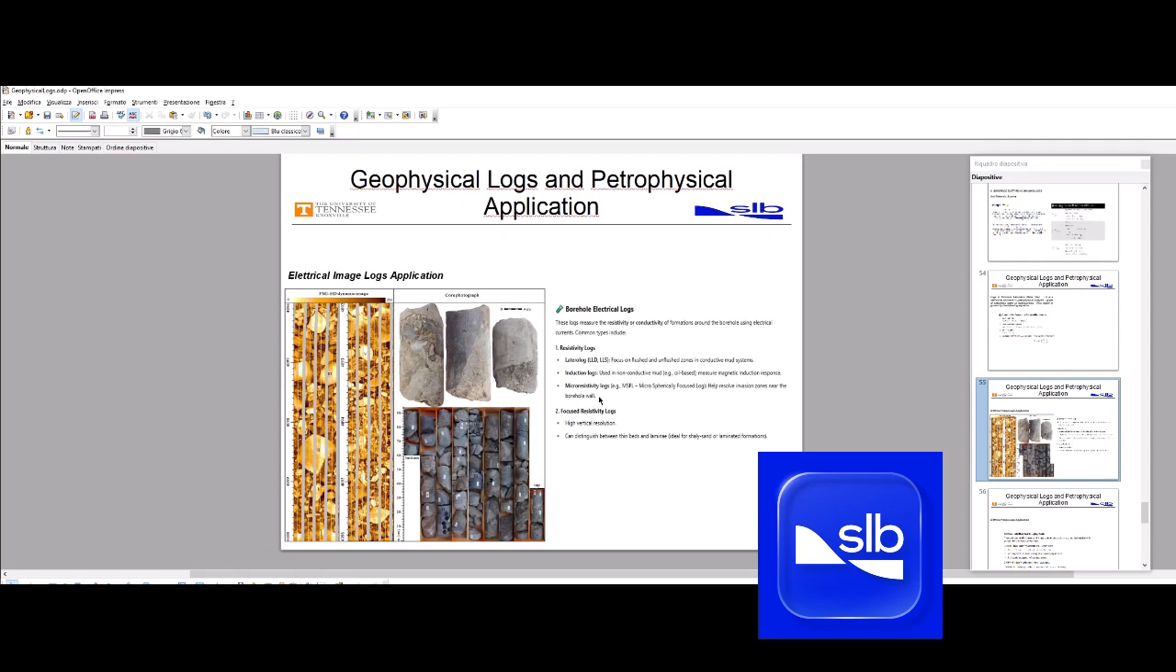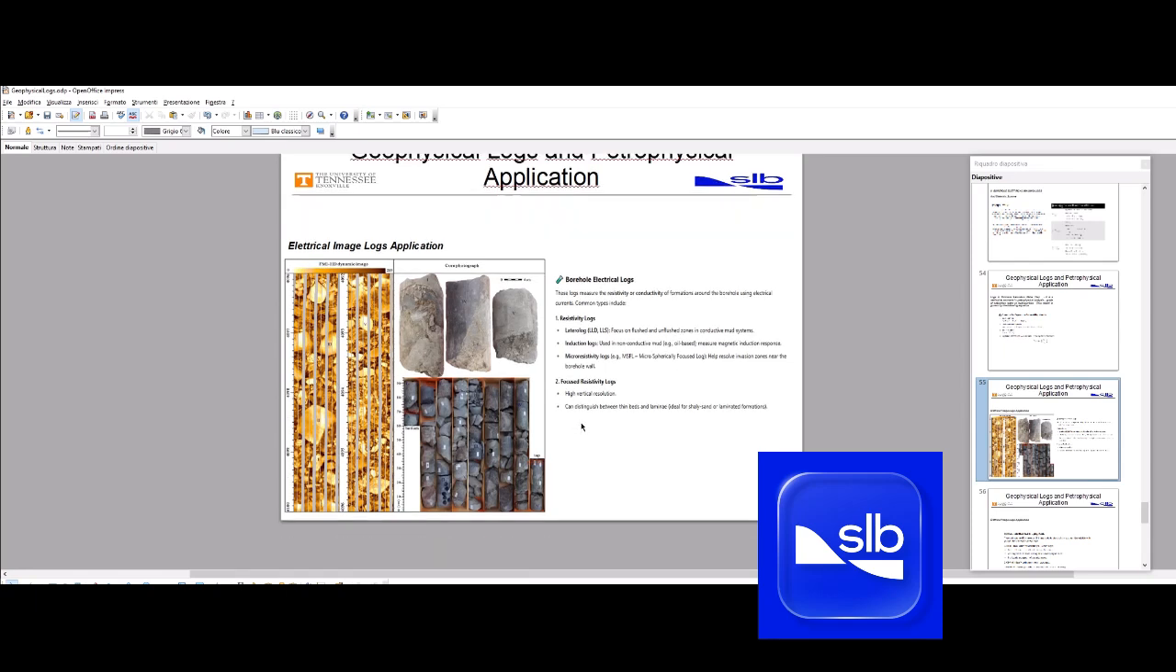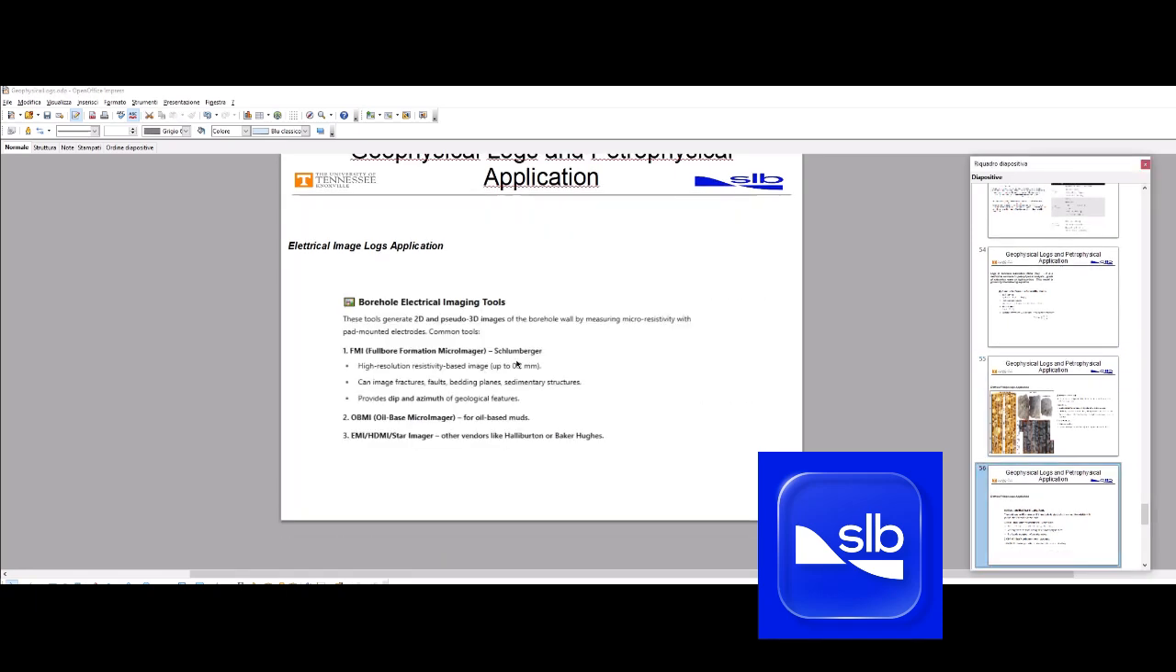The induction log uses non-conductive mud and measures the magnetic induction response. Micro-resistivity logs help measure the response of the invasion zone near the borehole walls and focus on resistivity logs. They have high vertical resolution and can distinguish between thin beds and laminated beds, and so we have other applications too.